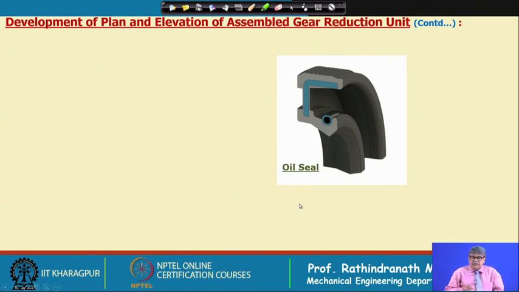What is the oil seal? This is a view of the oil seal, the half photographic view. As you find here, this blue portion is some metal stiffener. And outside that, these are sealing elements, maybe rubber, nitrile rubber and some synthetic material, which will not wear easily, as well as it should not have any reaction with normal lubricant oil.